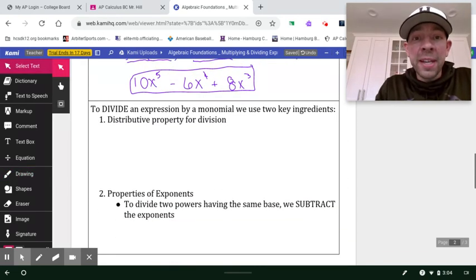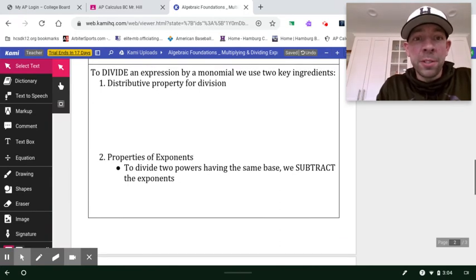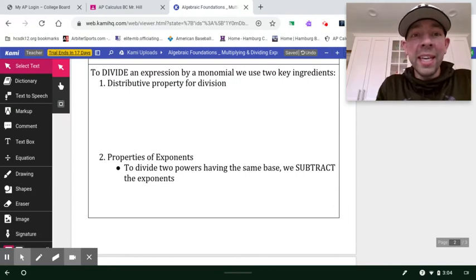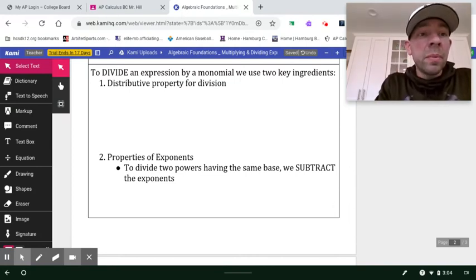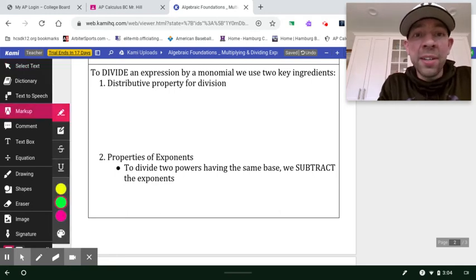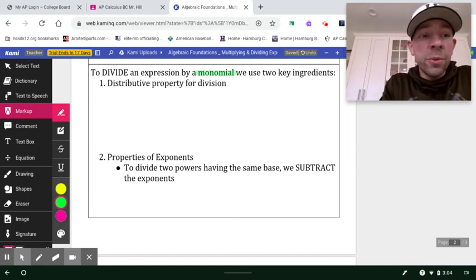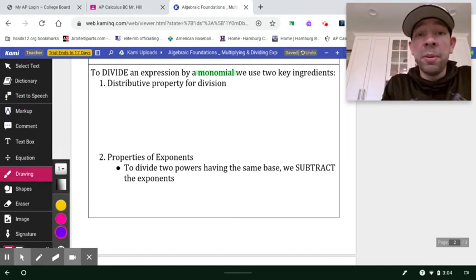Now let's focus on dividing. How am I going to divide these expressions? I feel pretty good about multiplying them. Now, how am I going to divide them? The key today, because it gets infinitely harder if this part isn't true, is that we're dividing by a monomial. Once you start to divide by a binomial or a trinomial, that's going to be part of a really advanced class that you'll take down the road. So we're going to use what I like to call the distributive property for division.